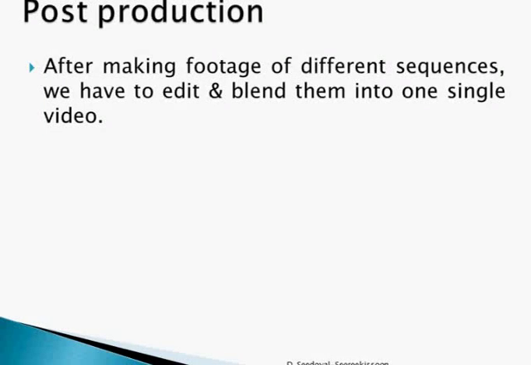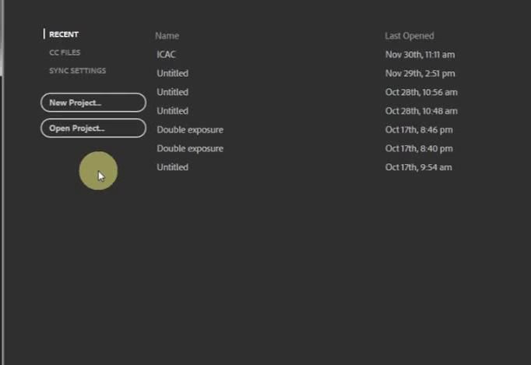After making footage of different sequences, we have to edit them. By editing, I mean that we need to review any effects that need to be added to your audio and your video. We need as well to cut sequences that are irrelevant to your theme. And in the end, we need to blend them properly by rendering them into one single video. For this lecture, you'll get to be familiar with Adobe Premiere Pro, like I said earlier.